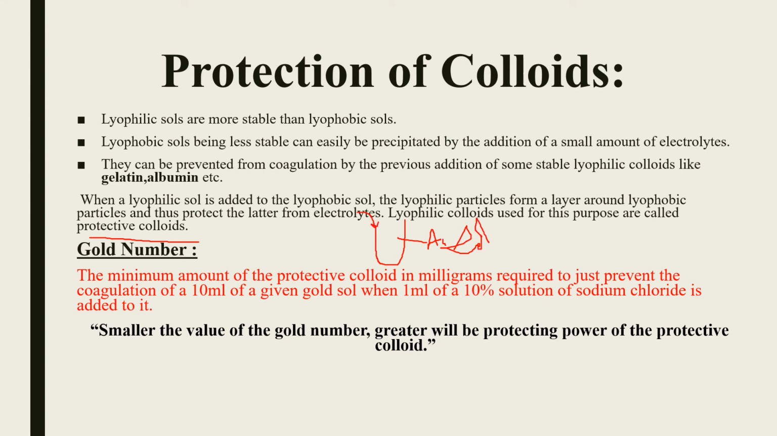Now, what will happen to protect this gold sol? I will add a lyophilic sol to this, as I know that gold sols are lyophobic. So to protect this gold sol from the addition of this electrolyte NaCl, sodium chloride, I will add a small quantity of a lyophilic sol, and that will protect this gold sol from coagulation. So the amount of the lyophilic sol added, that amount is known as gold number.